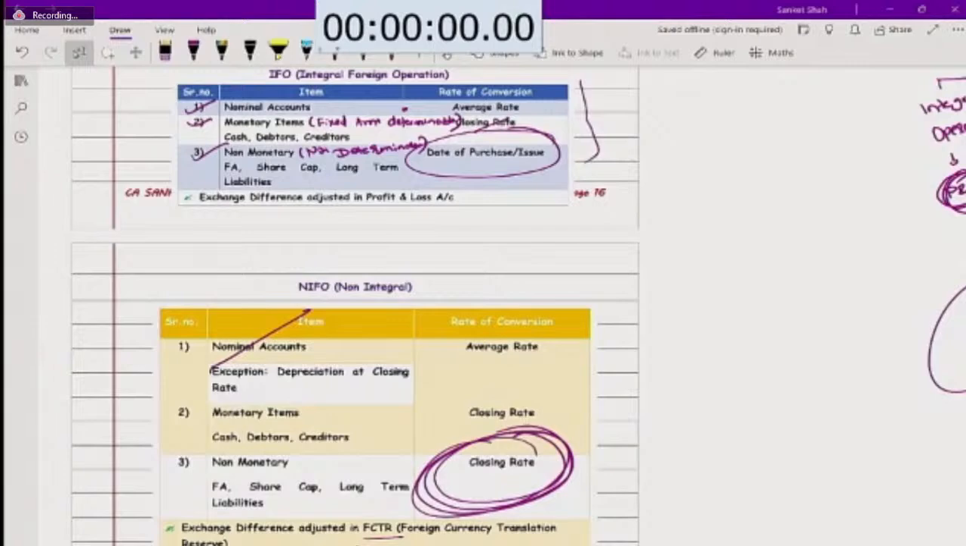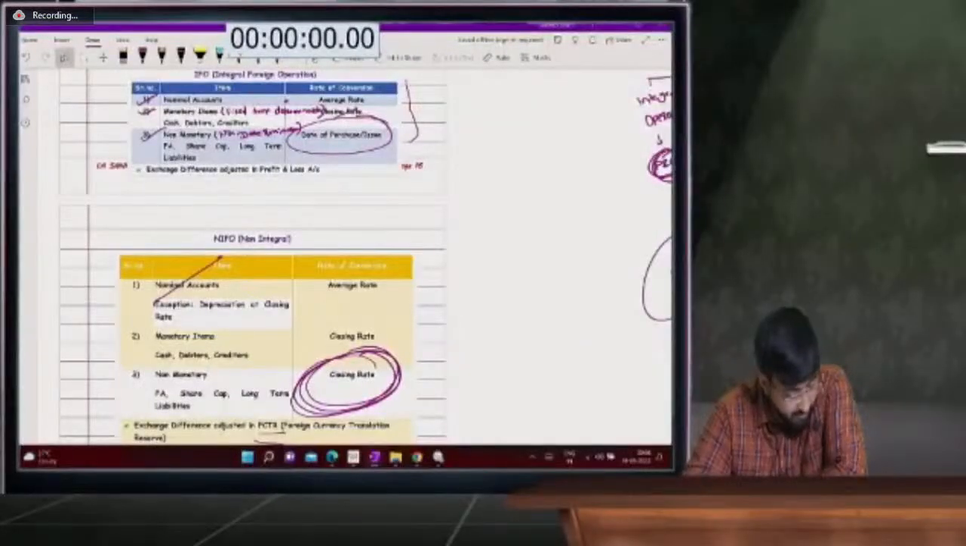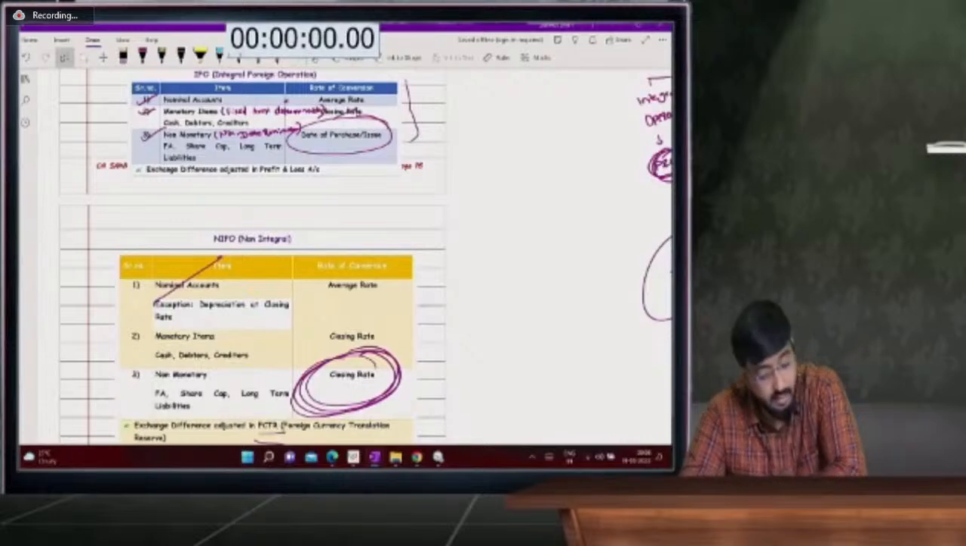Karuna has posted today. For integral operation: P&L, nominal accounts average rate, monetary closing rate, non-monetary date of purchase; non-integral: FCTR, non-monetary, closing rate. Very good. For integral operations, you will adjust the difference in the P&L account; nominal accounts are at average rate, monetary items at closing rate, and non-monetary at date of purchase or issue. For non-integral, the difference will be adjusted in FCTR and it's a closing rate. Very good, Karuna ji.